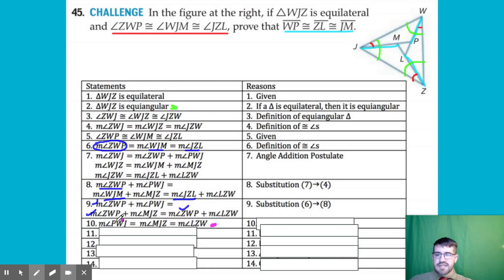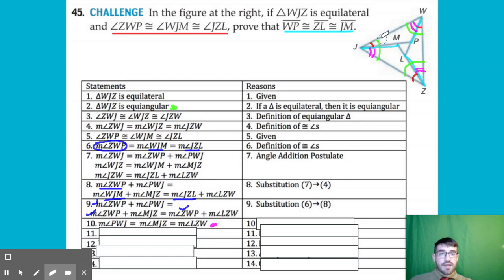So I'm going to mark these angles in purple here. So PWJ, this. So we have PWJ, MJZ, and LZW. These are all the arcs highlighted in purple. I should do twos just for formality purposes.